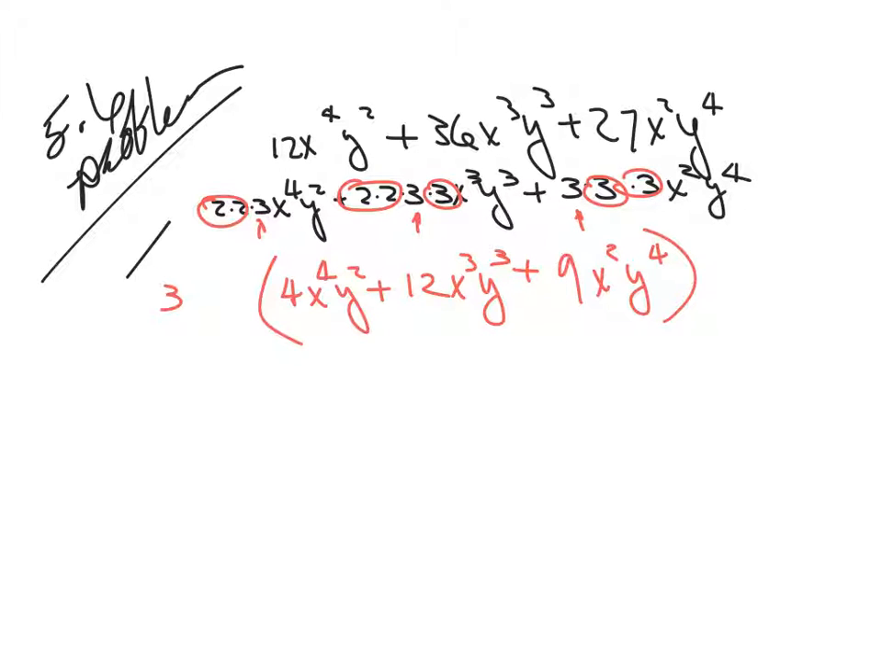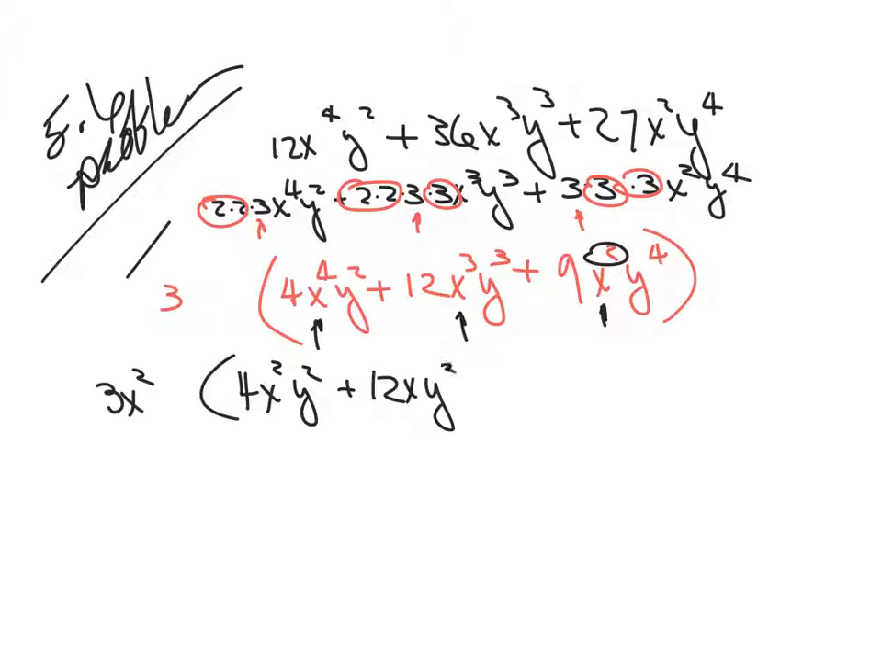Okay, so let's see what I can pull out as far as my x's are concerned. I have 2 here, so that's the most I can pull out, an x squared. And that leaves me with 4x squared y squared plus 12x. So I pulled 2 of them out, I have 1 left, and I don't have any left here.